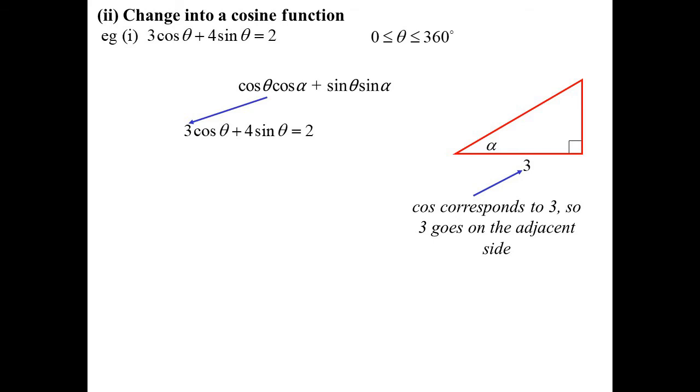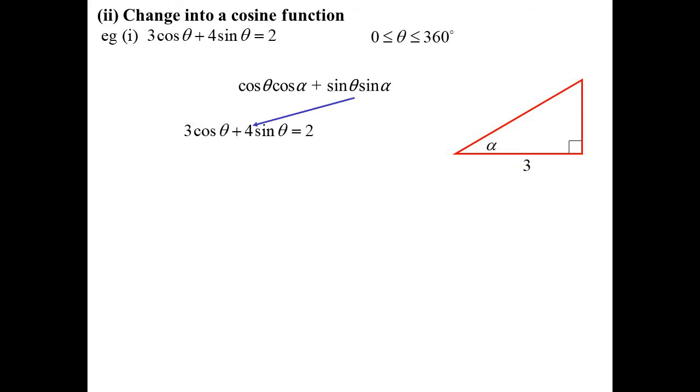Now, I could have just as easily turned it into a cosine function, because I could have created the pattern cos, cos, sine, sine. So that would have worked as well. Let's do it that way. So cos, cos, sine, sine. In this case, cos alpha is being represented with the 3, so I'll put the 3 on the adjacent side. Sine alpha has been represented with the 4, so 4 on the opposite side. The hypotenuse, once again, turns out to be 5.